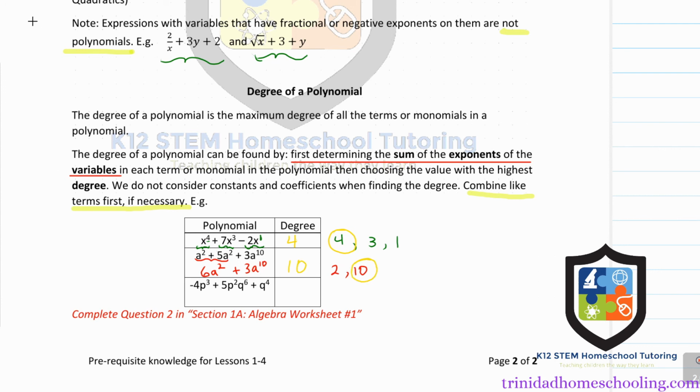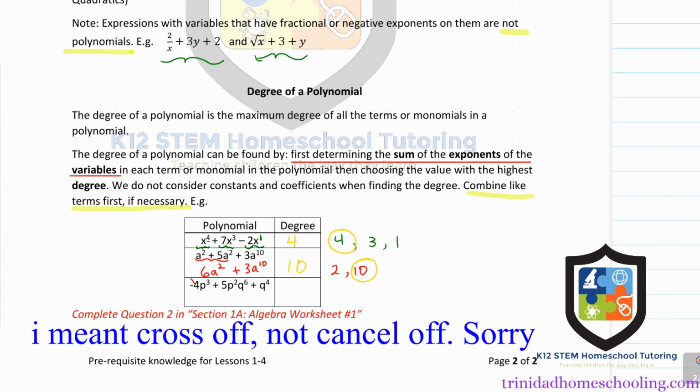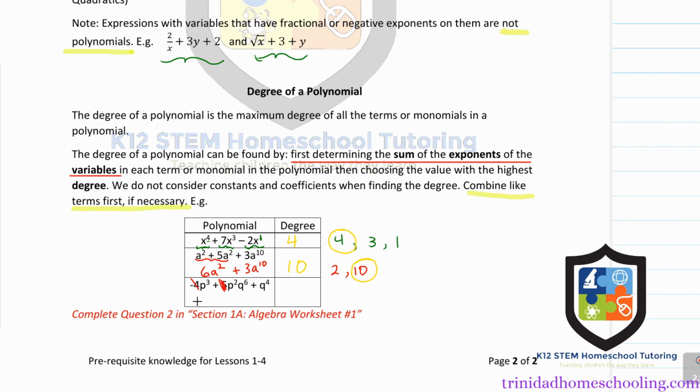Now question 3. We have minus 4p cubed plus 5p squared q to the power of 6 plus q to the power of 4. Now here we can cancel off the coefficients because we don't need those. This first term here we have p cubed, so we have a 3 there. This second term we have p squared q to the power of 6.